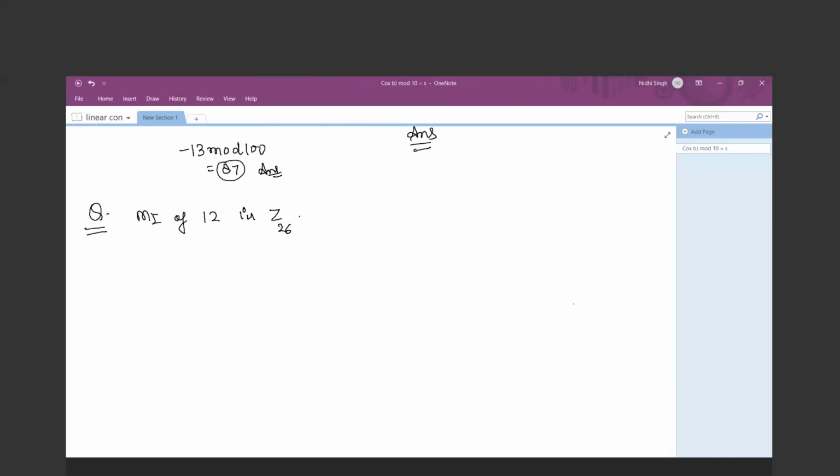The T1 and T2 values are constant and these are fixed by their inventors, that is 0 and 1. Yes, Arvind, your answer is correct. Other student, find out the multiplicative inverse of 12 in Z26. Yes, Rekha, your answer is also correct.